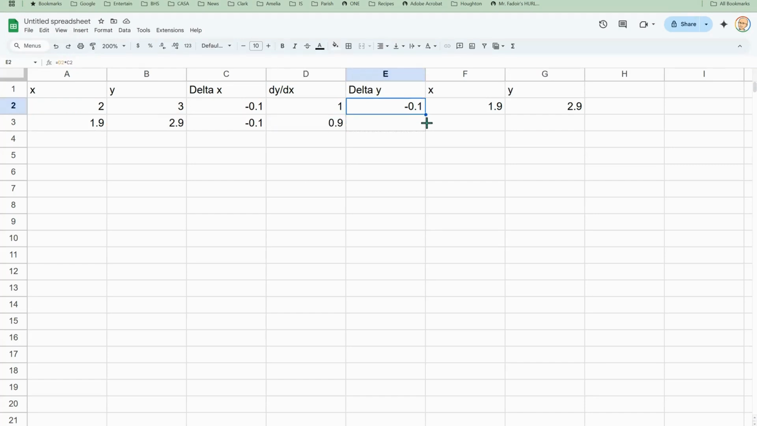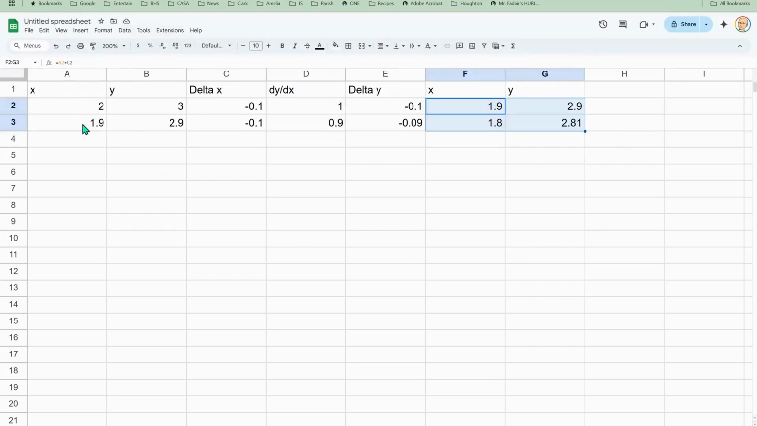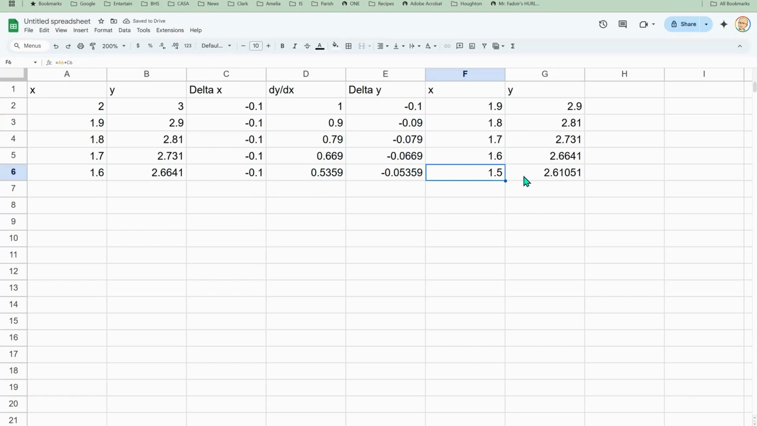Same thing is true if I pull down here. You can see again that the cell references have changed to the cells that are 1 and 2 to the left of the current cell. And same thing is true for these two values. And if we check, that 2.81 is the same as we got by hand. Now the real power. Now that I've got the second row all complete, I could just pull down here 3 more times, and there is our estimate at what's going on at 1.5.